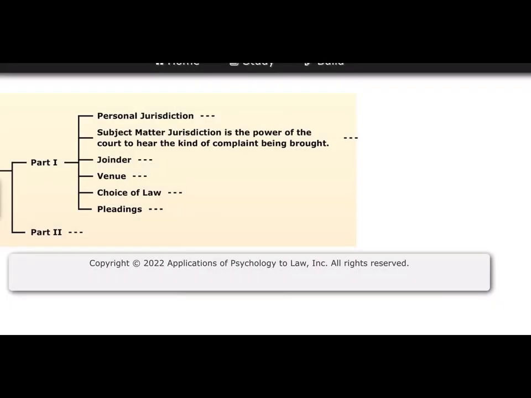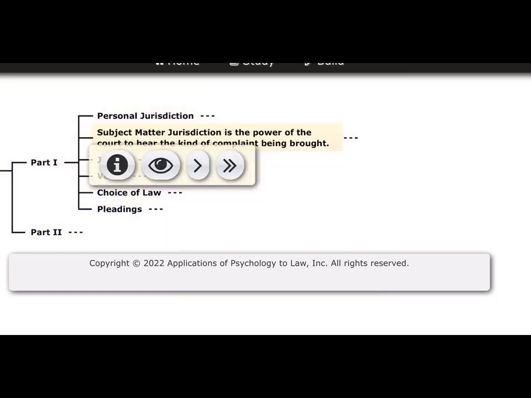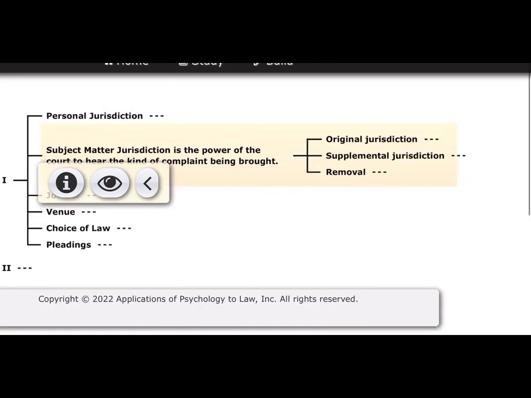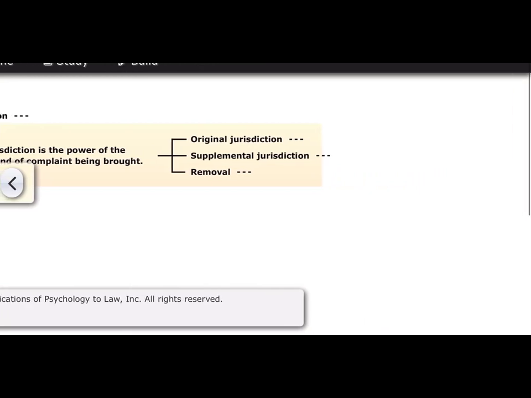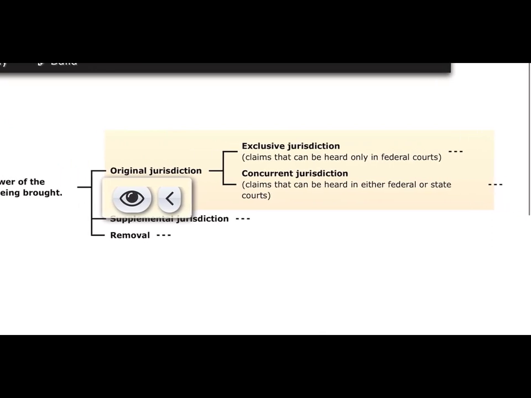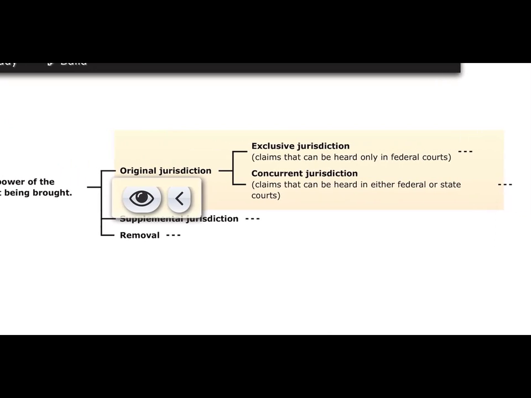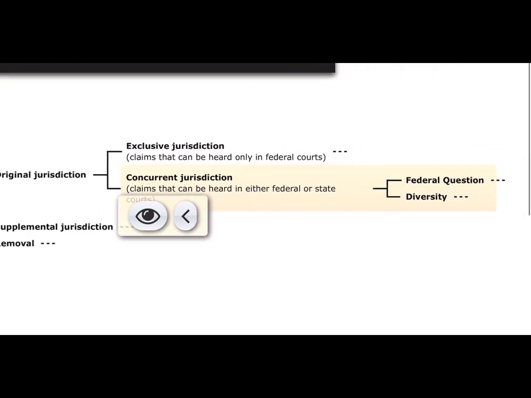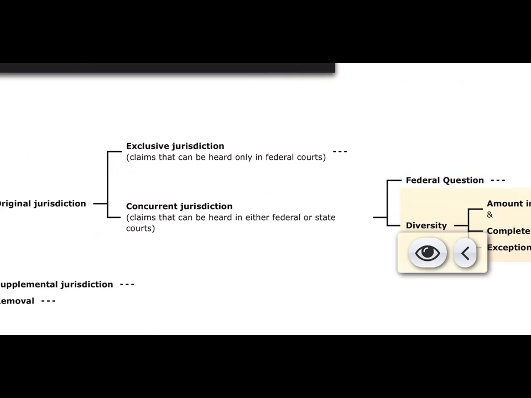So we're talking about subject matter jurisdiction, the power of the court to hear the kind of complaint being brought. What do I know about subject matter jurisdiction? Well, I know that the court has original jurisdiction in a couple of ways. It has exclusive jurisdiction over some cases, but it has concurrent jurisdiction. In other words, jurisdiction along with the state courts in a lot of cases. Those cases are limited to federal question or diversity cases.